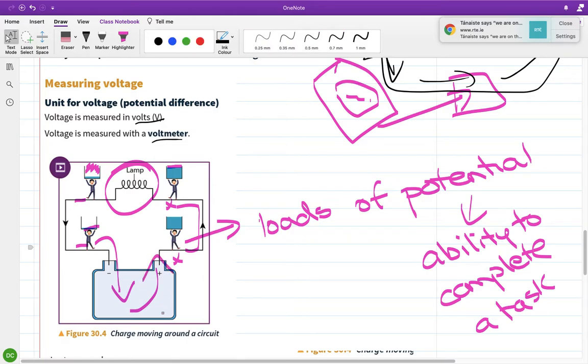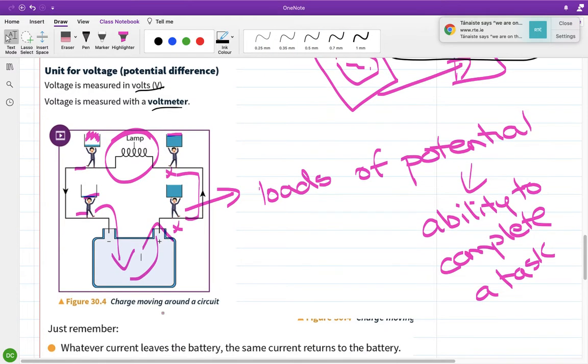Okay, so that's how potential difference works. It's an ability to do something. So when you have a component in your circuit, like a lamp, like a bulb, you're going to lose almost all of your potential in that bulb. Which is why that's where the biggest loss was, you can see.